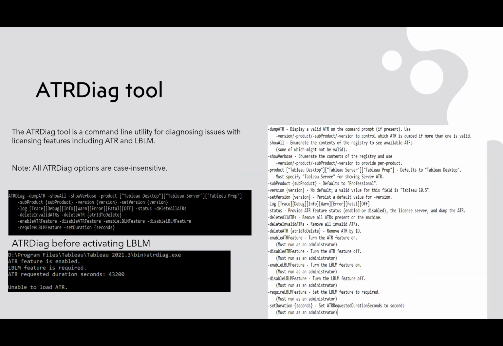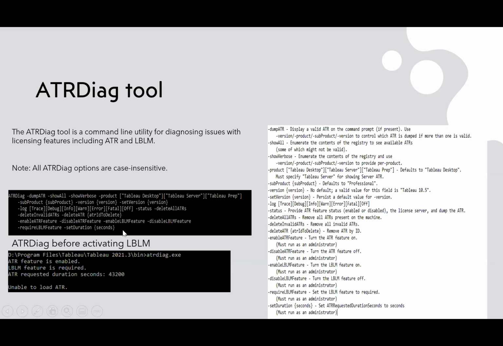When you install Tableau Desktop or Prep or anything, you will have an AtrDiag tool which comes with the product itself. So you can make use of that AtrDiag tool. Basically, you need to go to the installed Tableau folder, the Tableau version, and into the bin. If you go into the bin, you can find this command line utility tool. I have mentioned here all the parameters which can be used with this AtrDiag tool, and these are all case insensitive.